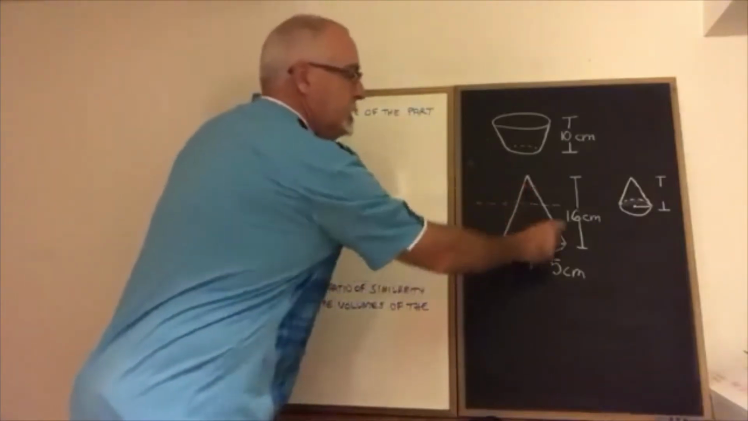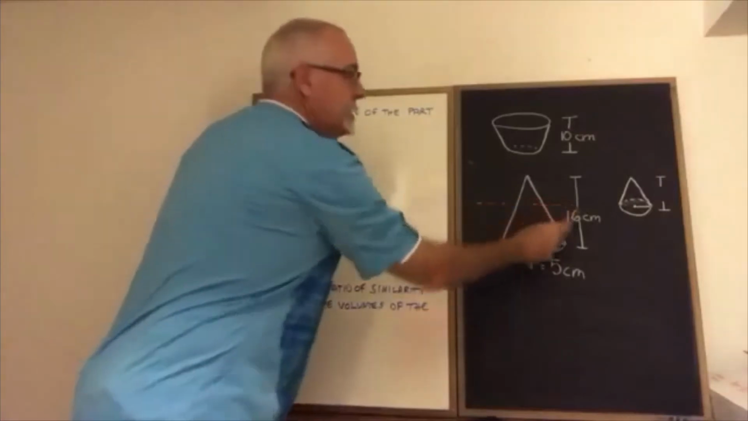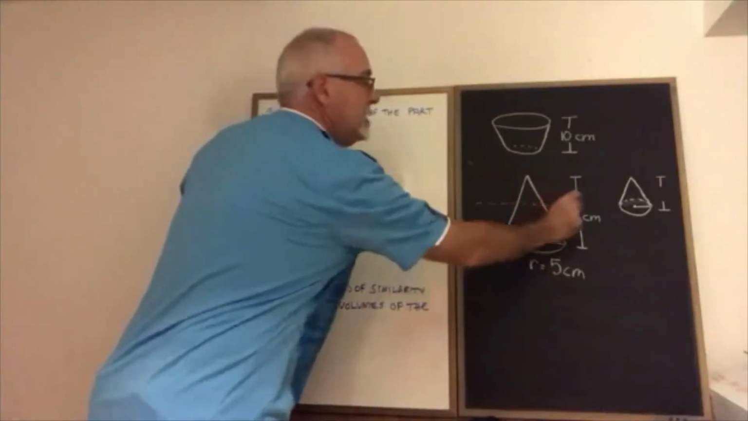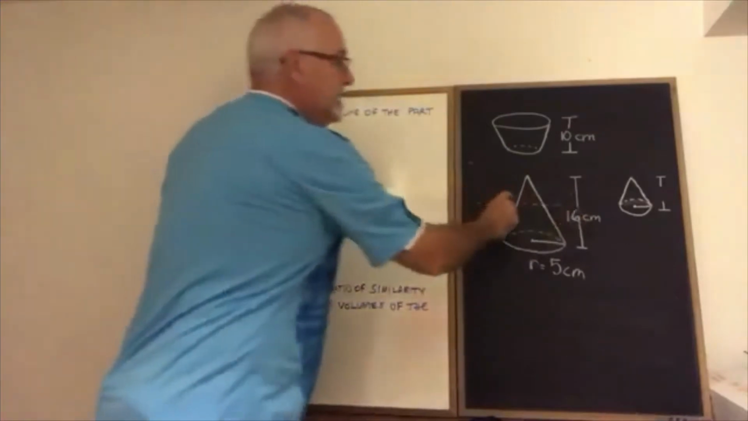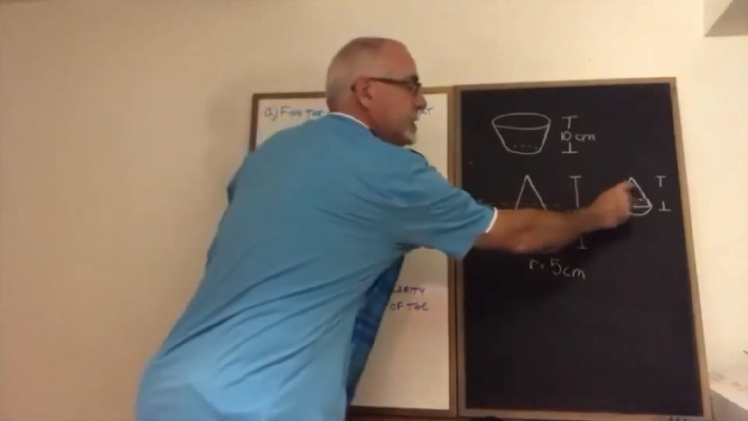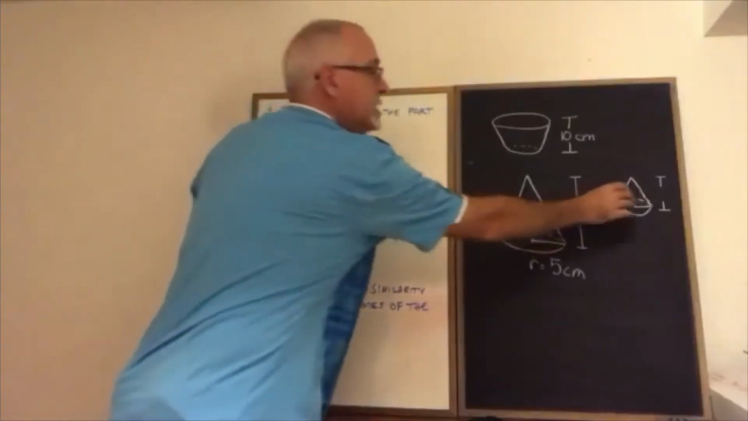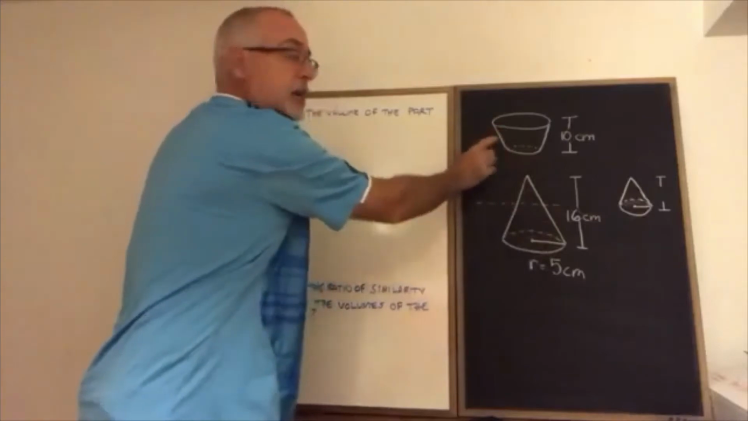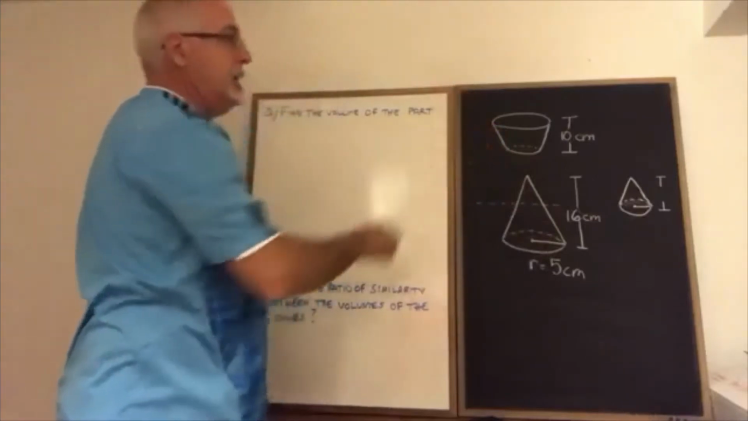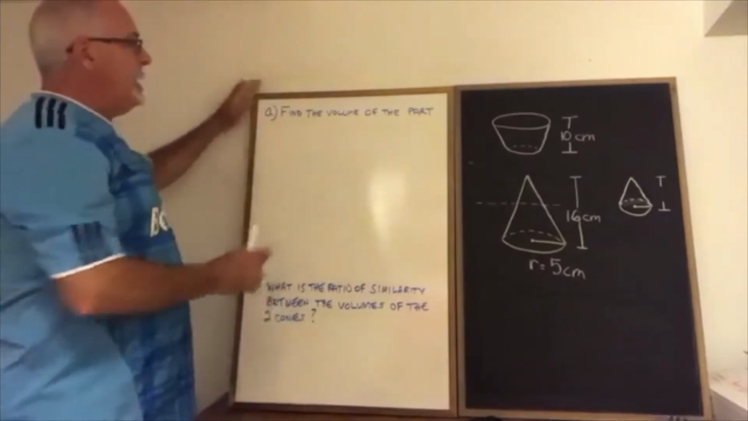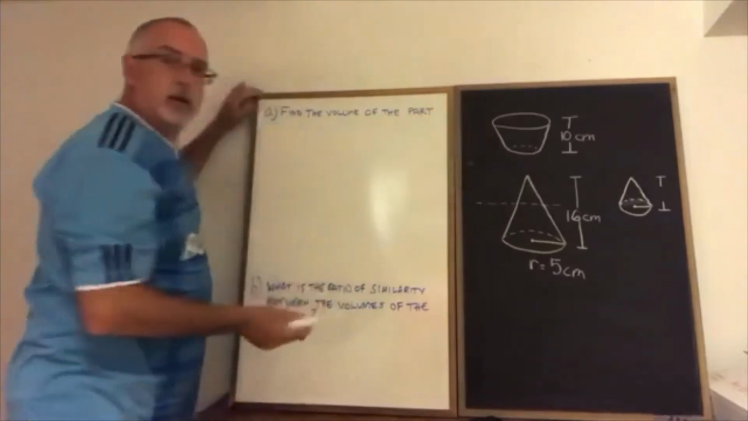We imagine this cone with the height of 16 centimeters, the radius of 5 centimeters, and we imagine slicing off the top. If we slice off the top with a horizontal cut, we're going to be slicing off a smaller cone. And once the small cone is removed from the big one, the piece left over will look like this, although this one is drawn upside down. We're being asked to find the volume of this part.